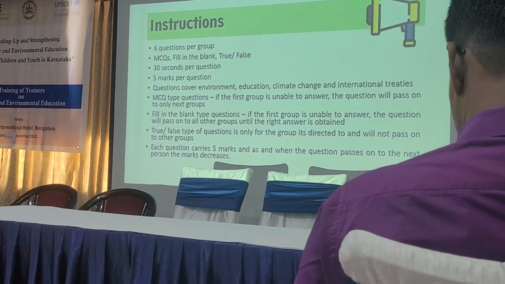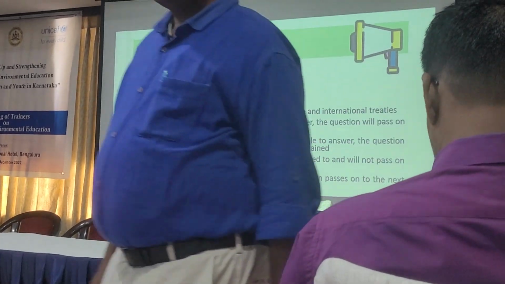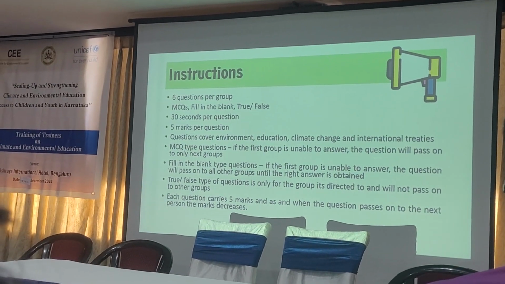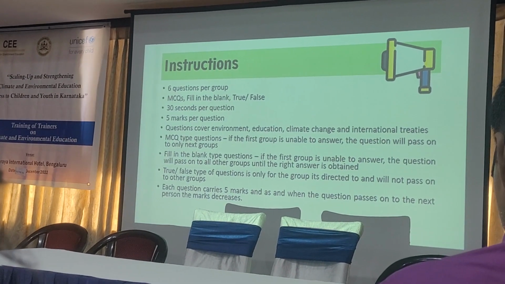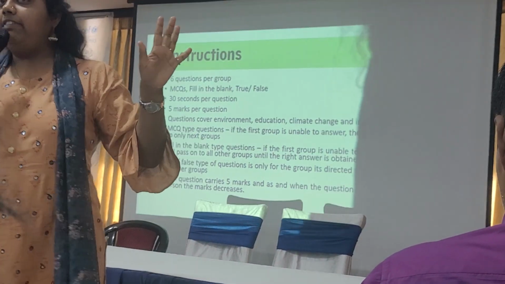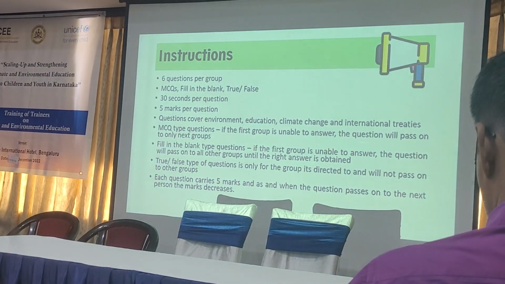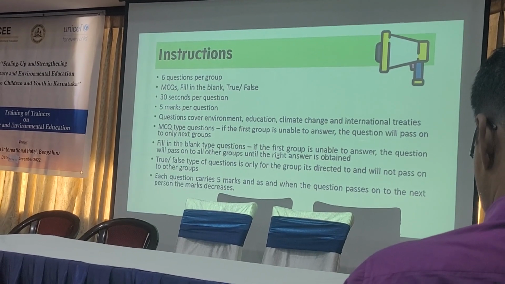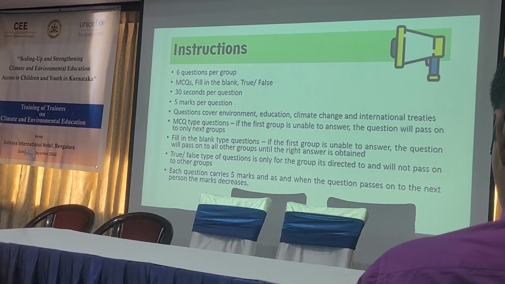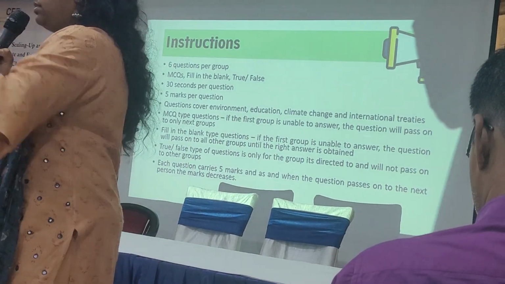The questions will be related to environment, education, climate change, and international treaties that you have heard in the presentations of the speakers. For the multiple choice question, for group 1, if they answer it correctly, they'll get 5 marks. If they don't answer, it will be passed to the next group. Only one group will get the pass. If that group answers correctly, they'll get 3, so there will be a reduction in points. If they don't answer, we will show the answer. It will not be passed to the next group.